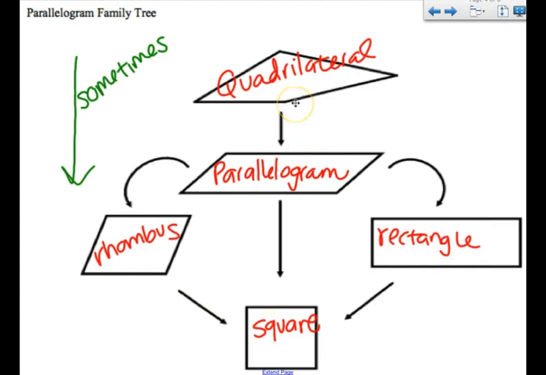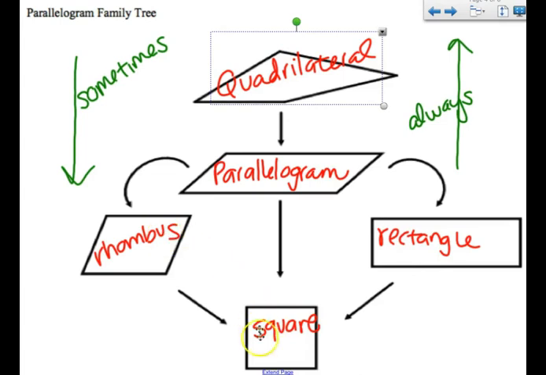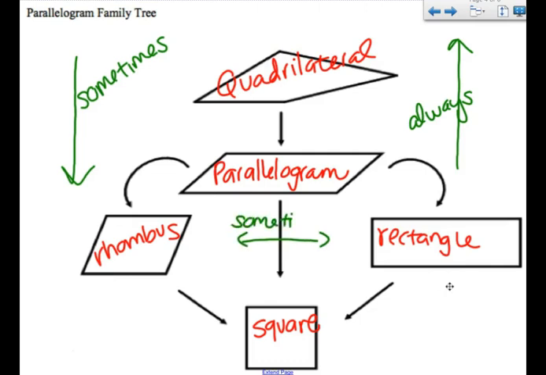And then it's going to be true always going up. So a square is always a rectangle, and it's always a rhombus, and it's always a parallelogram, and it's always a quadrilateral. A rectangle is always a parallelogram, it's always a quadrilateral. A rhombus is always a parallelogram. So sometimes going down would be true, always would be going up. And this one is actually sometimes going across. So a rhombus could sometimes be a rectangle and vice versa. So this is going to help you remember the sometimes, always, nevers.